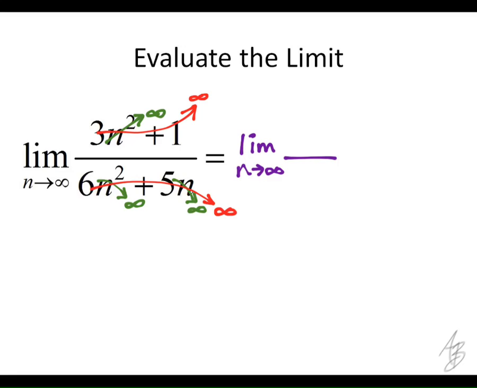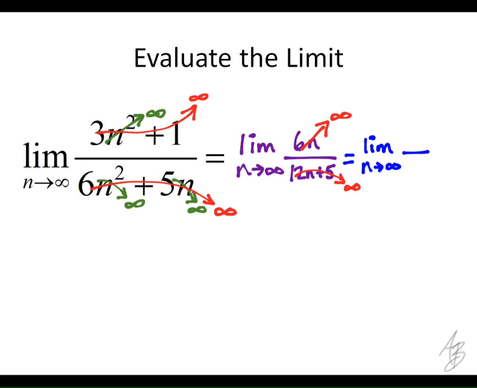so we can take the limit as n approaches infinity of, what's the derivative of the top? 6n. What's the derivative of the bottom? 12n plus 5. The problem we have here is that this quotient still approaches infinity over infinity, because we have 6 times infinity on top and 12 times infinity on the bottom, so we do it again.